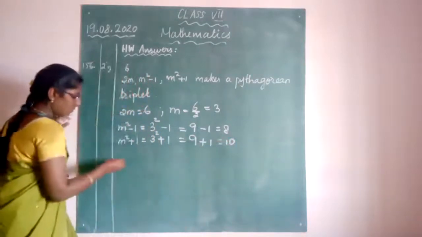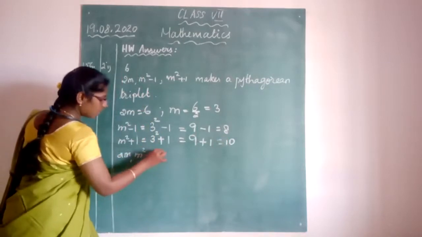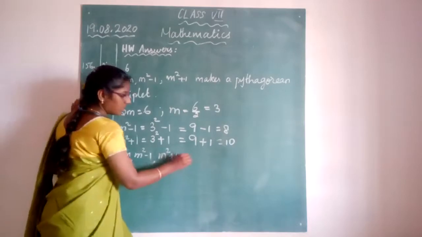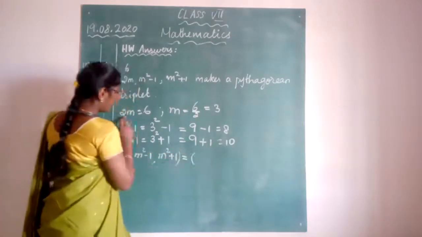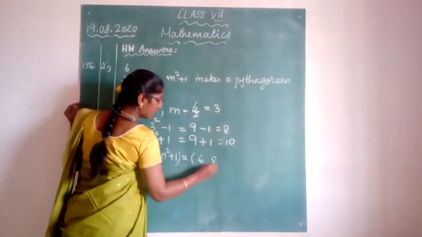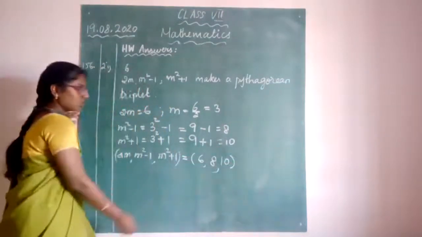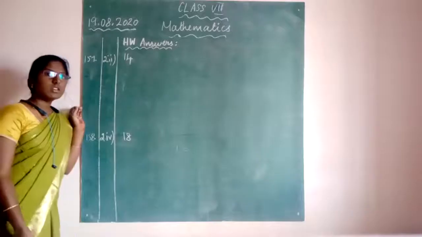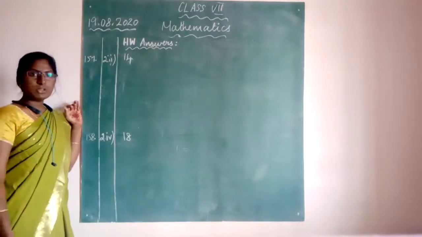Okay. So here 2m, m square minus 1, m square plus 1 equal to, you have 2m as 6 and m square minus 1 as 8 and m square plus 1 as 10. Okay, so this is the required Pythagorean triplet. Clear? Look at the next question. You have 14 here. So here also we have to find the Pythagorean triplet.